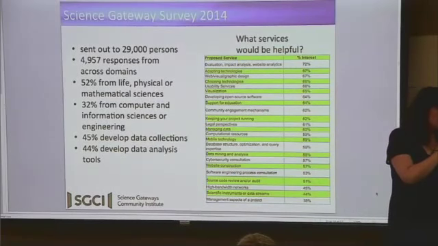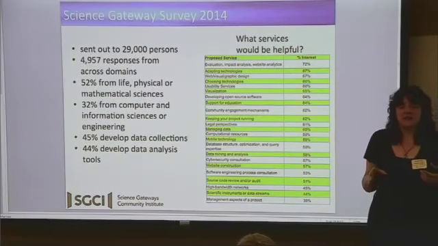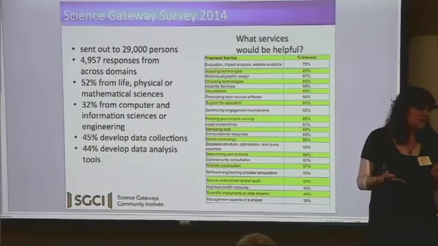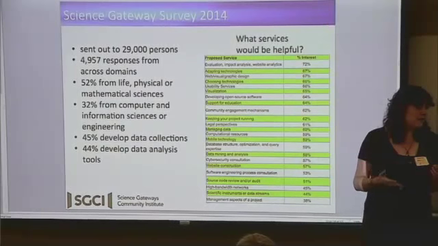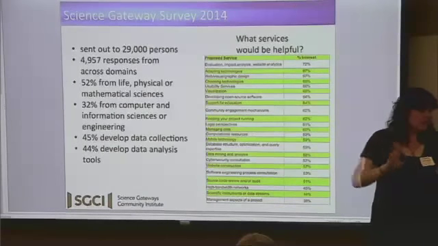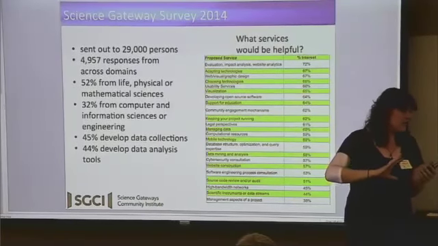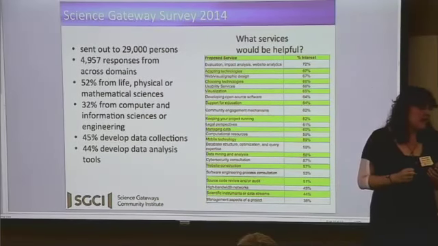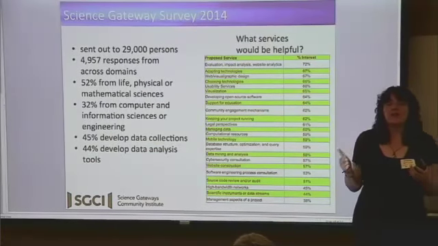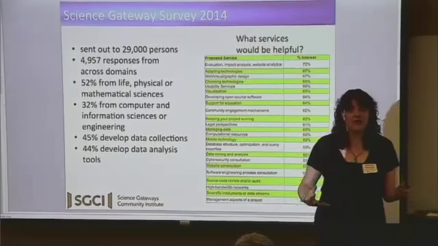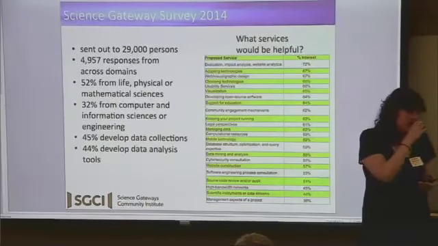But the survey, for example, was sent out to 29,000 persons, and almost 5,000 answered. Across domains, 52% were from life, physical, and aesthetical sciences, 32% from computer and information sciences, and 45% developed data collections, 44% developed data analysis. So it's really a wide community. And we asked what services would be helpful to help you to sustain your gateway, to know more about your gateway, to know more about your community.